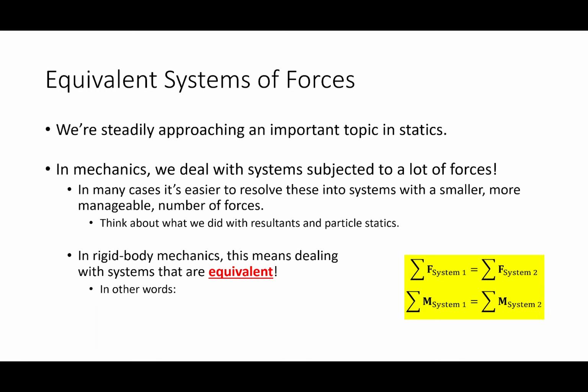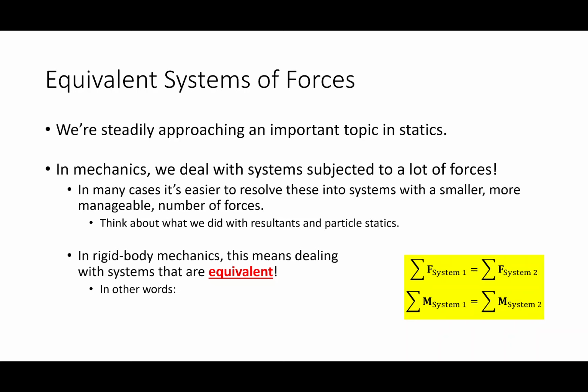Like I said, and this is a really important concept in statics, we are rapidly approaching the idea of taking a bunch of forces and making them more manageable. So how do we do that? Well, what we're going to do is take system 1 and turn it into system 2. Now, how are we going to do that, and what makes system 2 more advantageous? System 2 is going to have less going on. It's going to have fewer vectors, fewer forces, fewer moments. But how do we do that?